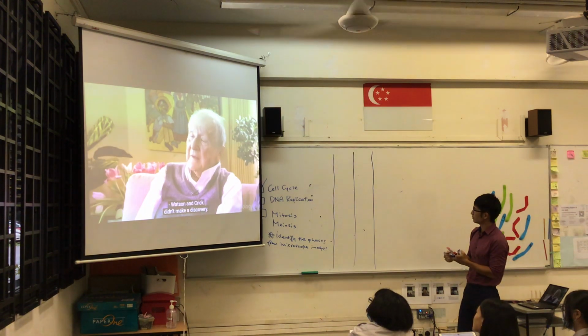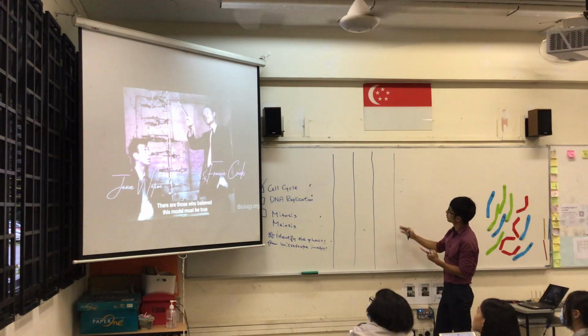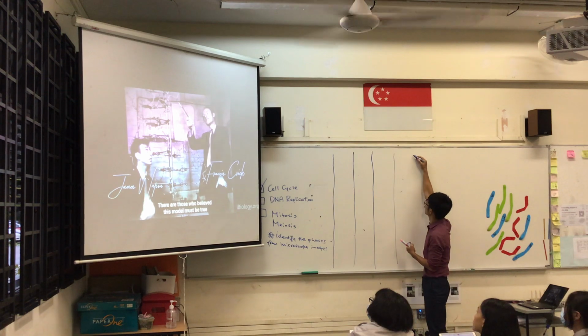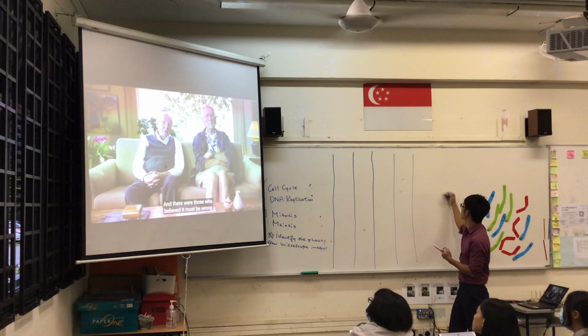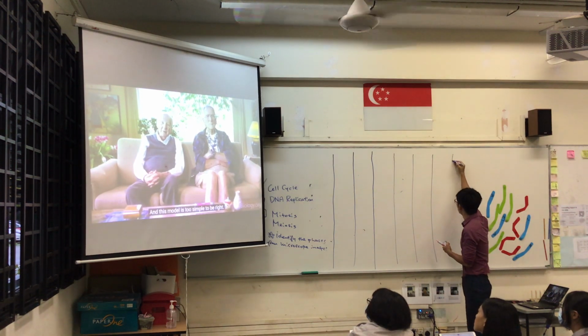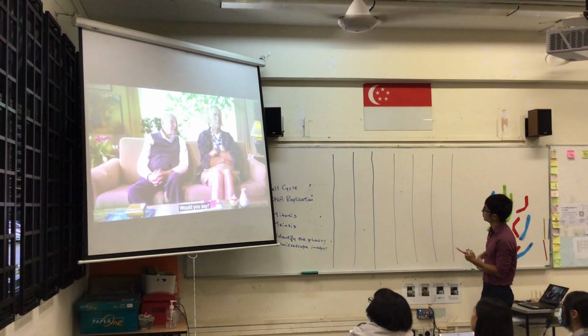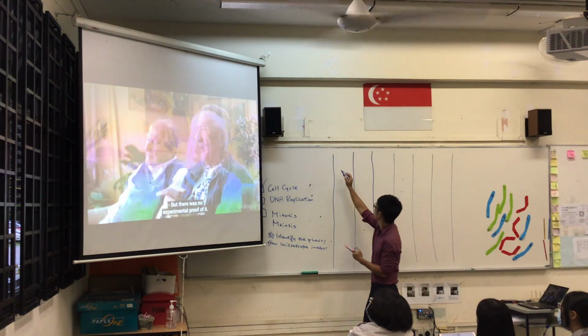Once they made the discovery, they proposed a model. There are those who believe this model must be true because it was so beautiful. And there are those who believe it must be wrong because biology is complicated and this model is too simple to be right. It is simple, but there was no experimental proof. They have a model.